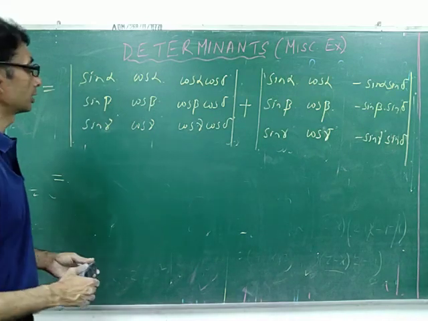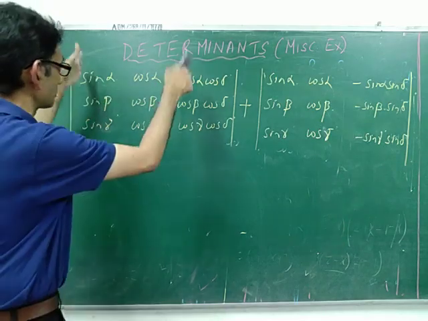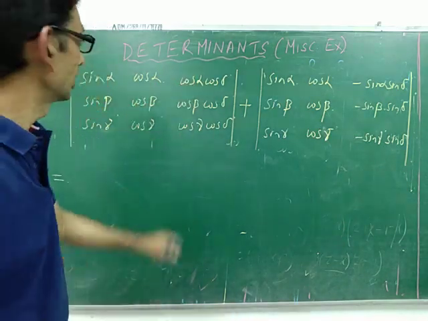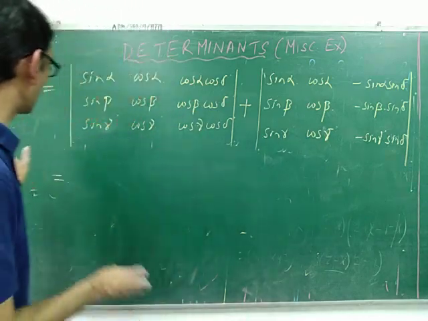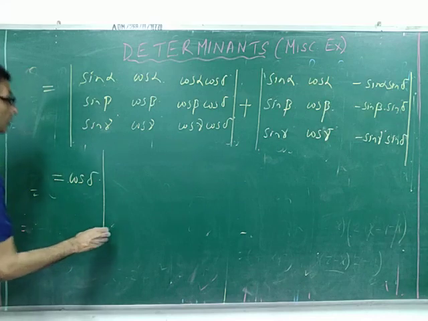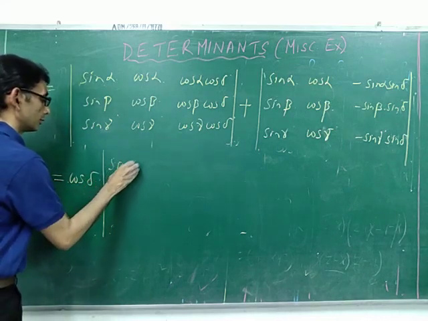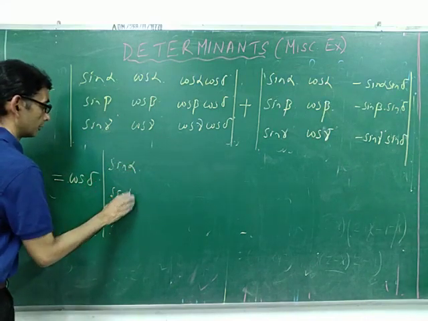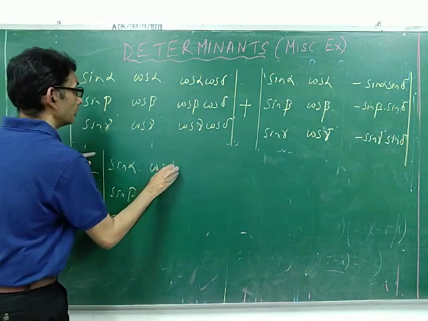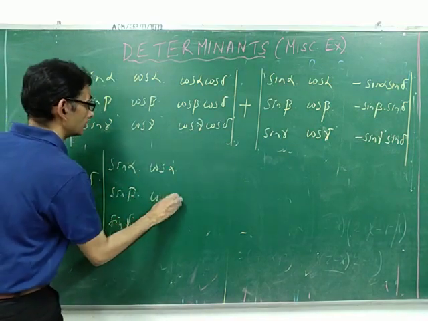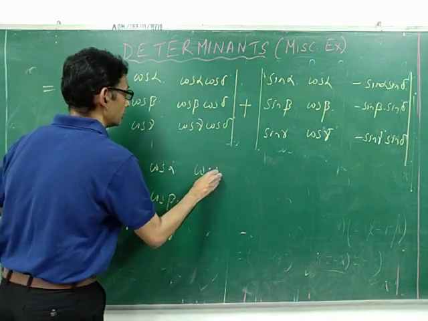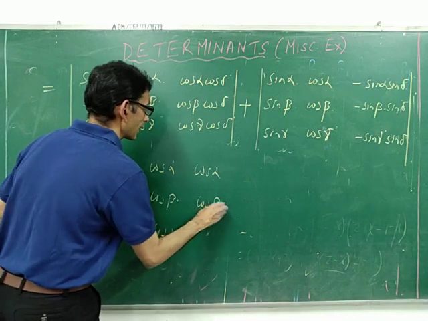Now let us observe the first determinant. What is common in the third row? Cos delta is common. So we'll take cos delta out. What will be left? It's sin alpha, sin beta, sin gamma, then cos alpha, cos beta, cos gamma, and again cos alpha, cos beta, cos gamma.